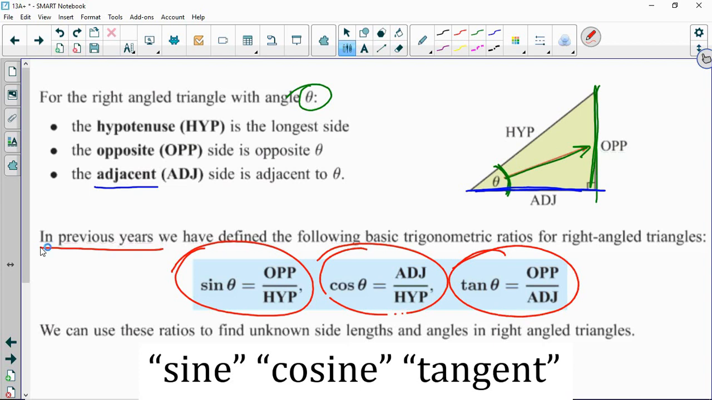We could flip these ratios over and do hypotenuse over opposite, hypotenuse over adjacent, adjacent over opposite. Those would give us different ratios. They have their own special names. You can study those in a future math course. For our course, we're just going to deal with these three.